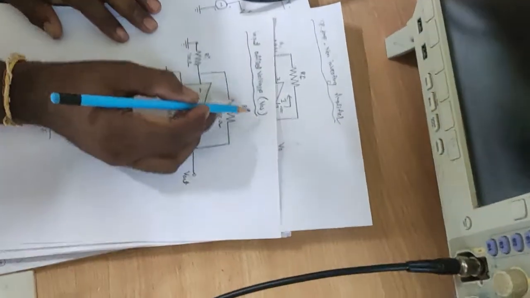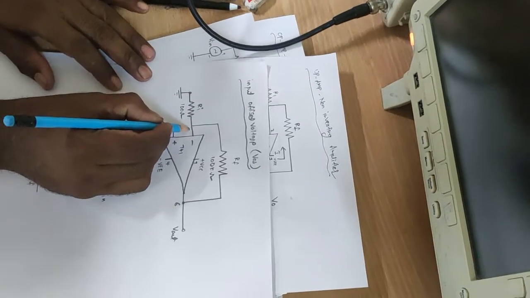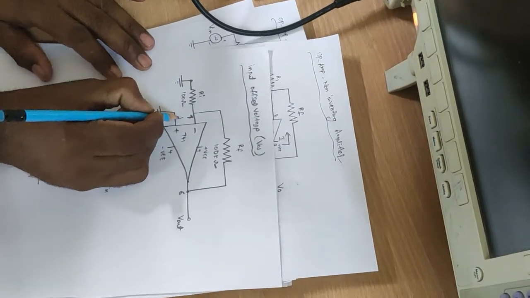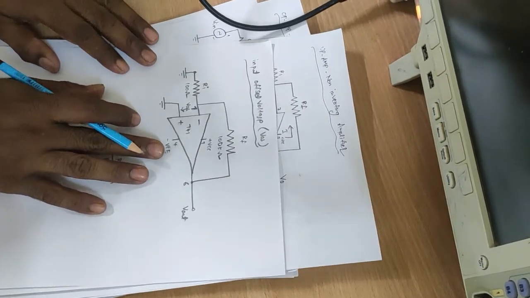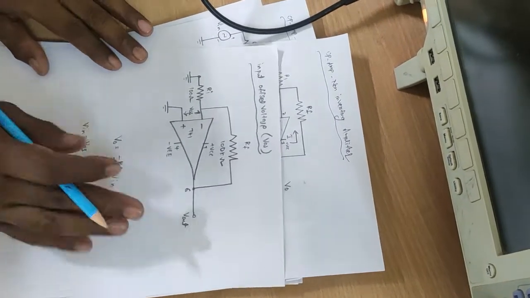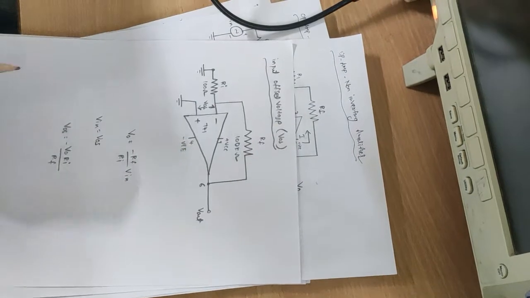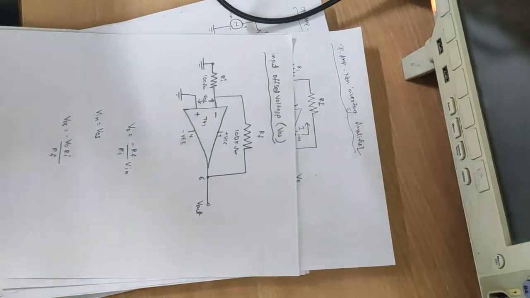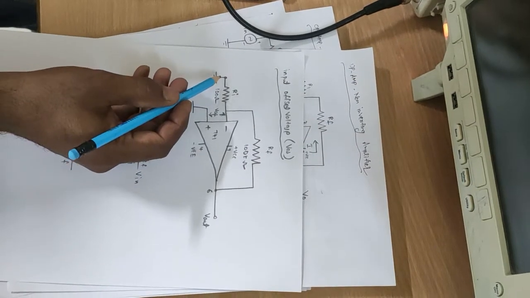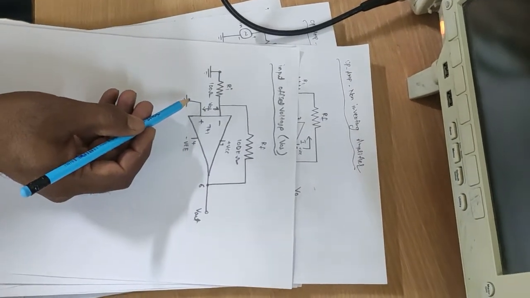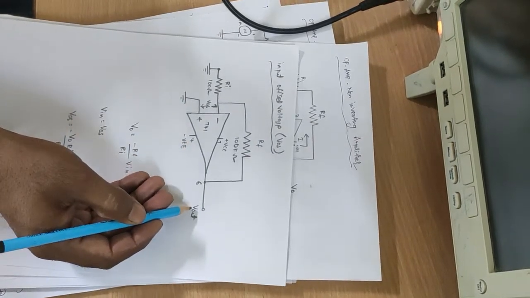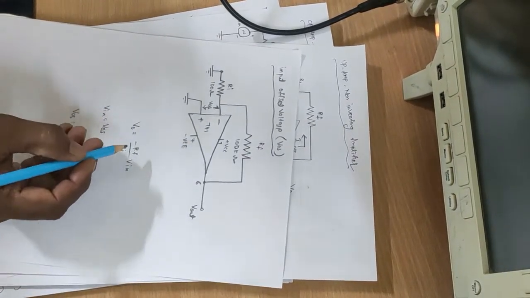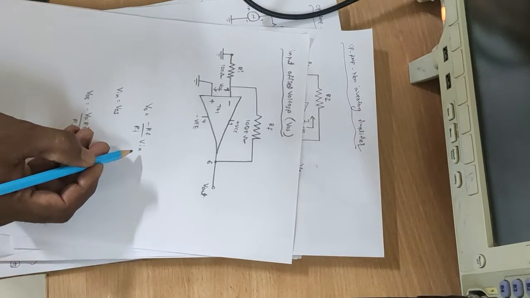This is VOS, the input offset voltage, and this is the circuit diagram for input offset voltage. Both input terminals are grounded. The inverting terminal is at zero potential and the non-inverting terminal is at zero potential. You observe the Vout value, and Vout equals minus RF by RI into Vin.